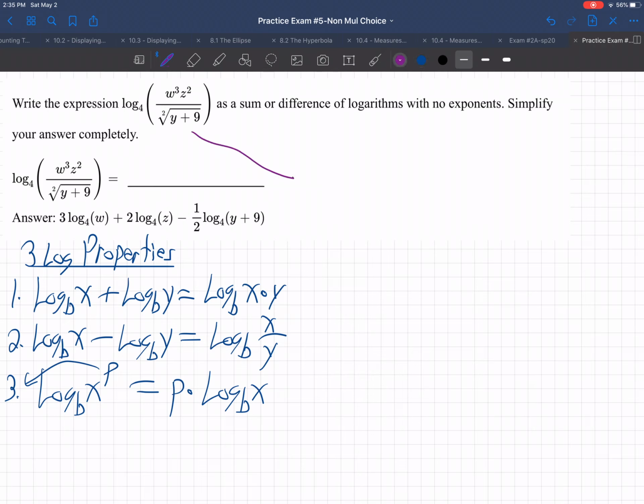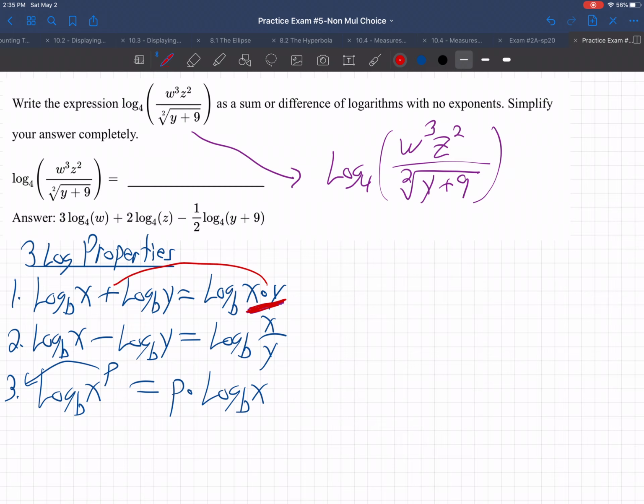I'm going to take this log, let me bring it over here. So it's log base 4 of w to the third power over z squared over the square root of y plus 9. Okay, so it wanted me to break that up into several logs. How do we do it? Well, first off, we have any 2 things multiplied right here. So things multiplied, that goes back to adding when you break it into 2 logs.